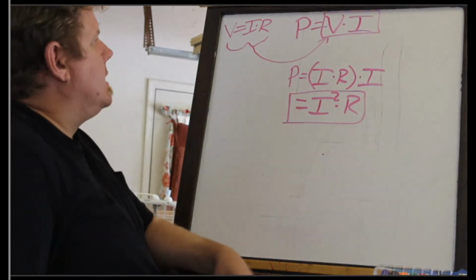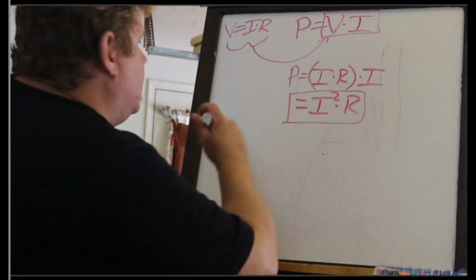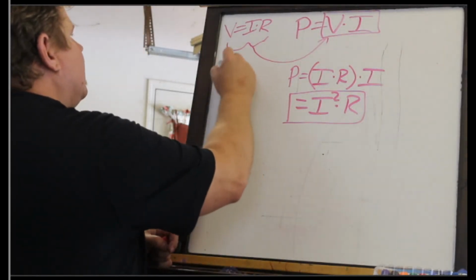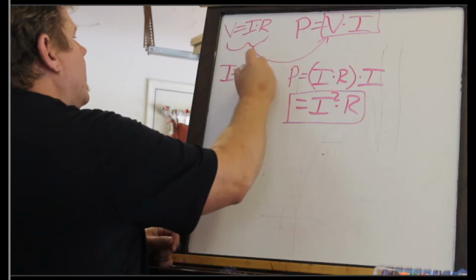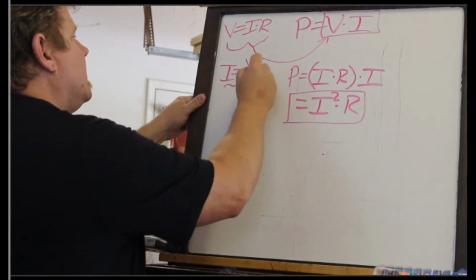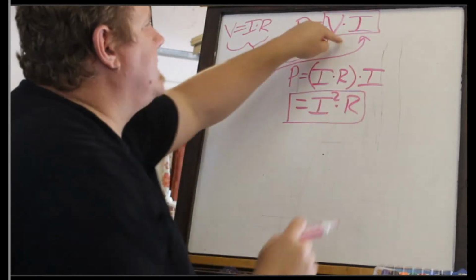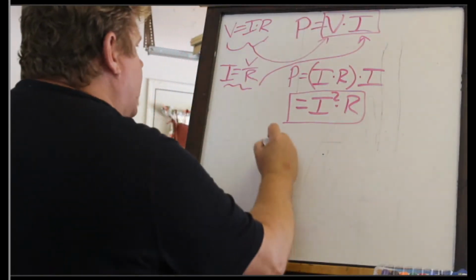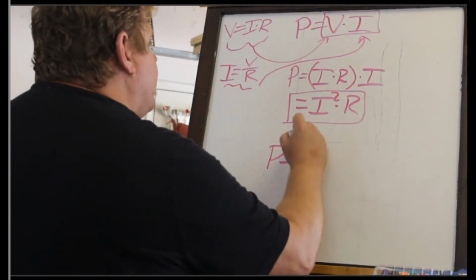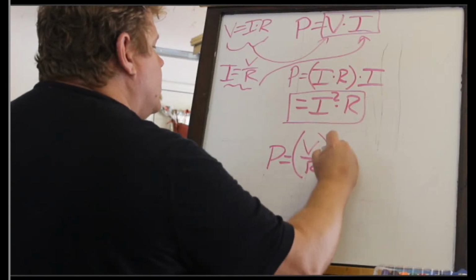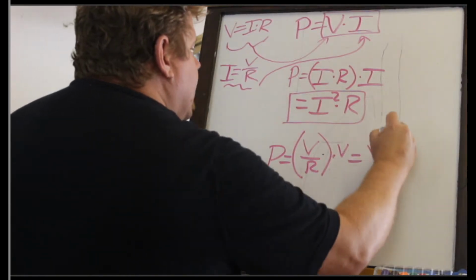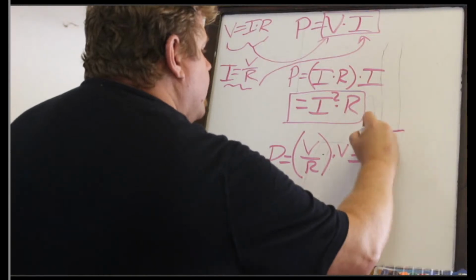Okay? So let's rearrange this and try again. How about I equals V over R? Now what if I take this and plug it in in this original equation here? I get P equals V over R times V. I end up with V squared over R.